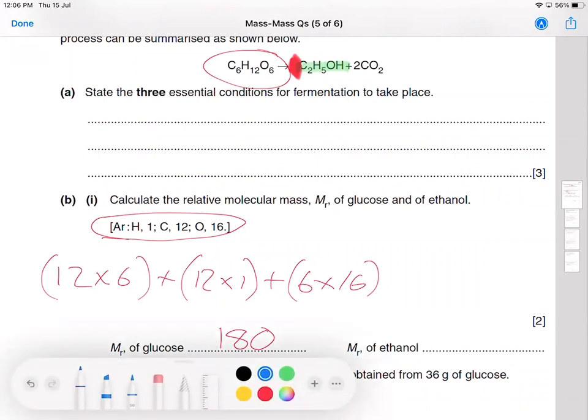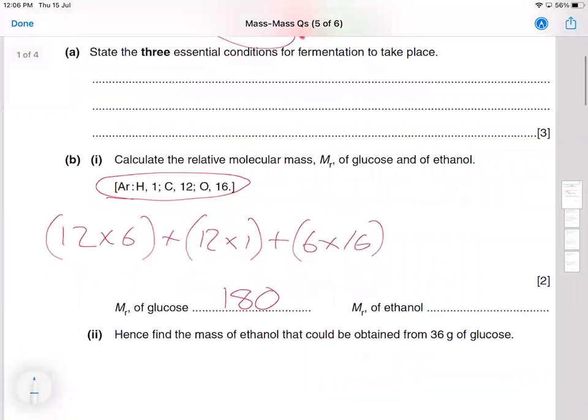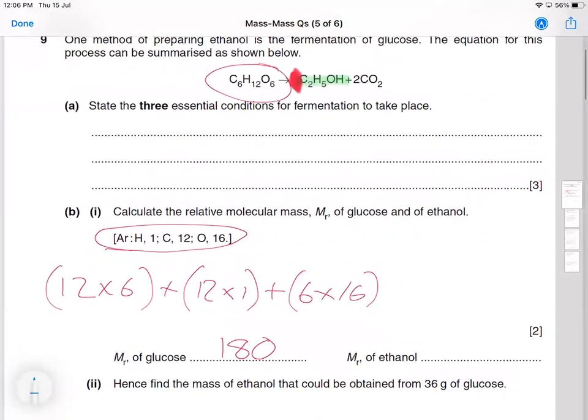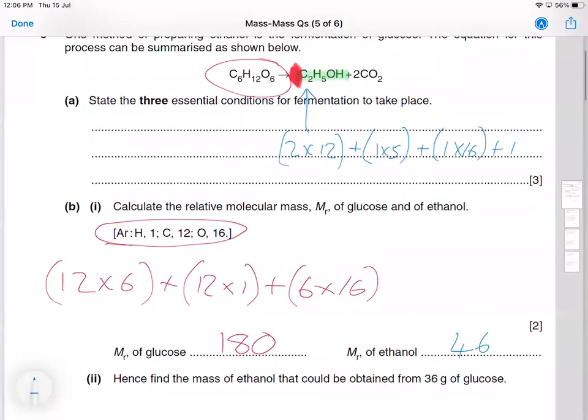Also, Inesh, quickly talk me through that. So what we have to do is we say 2 times 12. Correct, 2 times 12. Plus 1 times 5. Correct, 1 times 5. Plus 1 times 16. Correct. And then plus 1. Plus 1 for the hydrogen at the end. It will give us 46. 46, that makes sense, correct. Cool. And that's just the molar mass of ethanol.